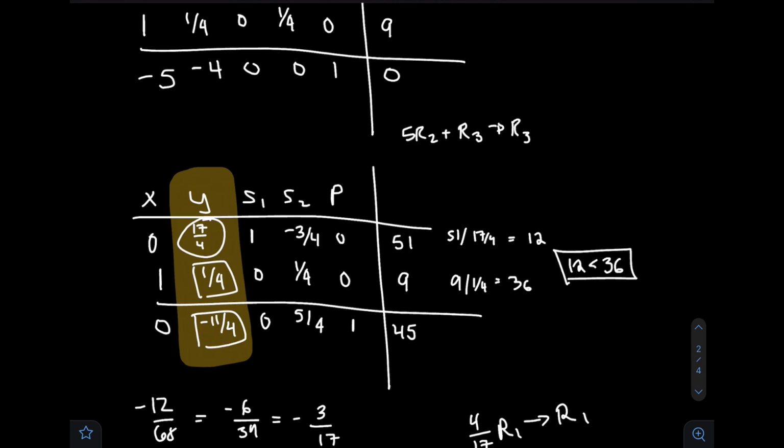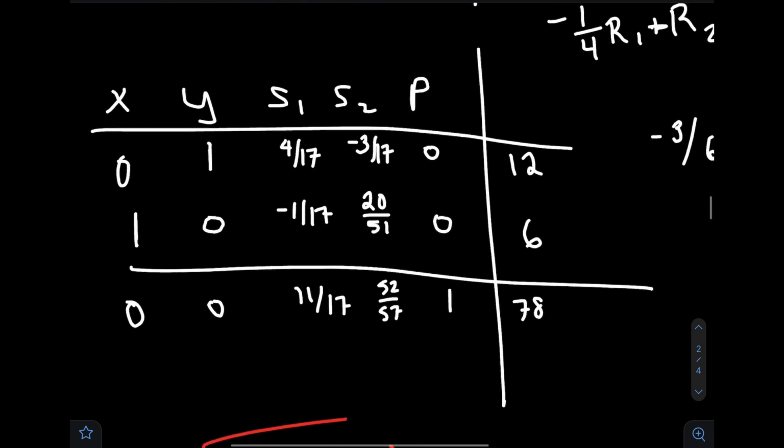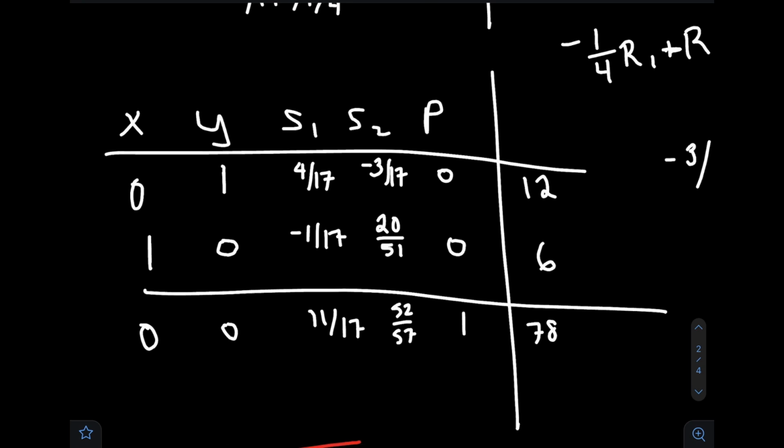Same thing, 51 over 17/4, and 9 over 1/4. The 17/4 is smaller. So we're going to make that a 1, and the 1/4 is 0, and then negative 11/4 is 0. Same thing, elementary row operations, and we're left with this. We have no negative numbers there in the last row, so we're done.